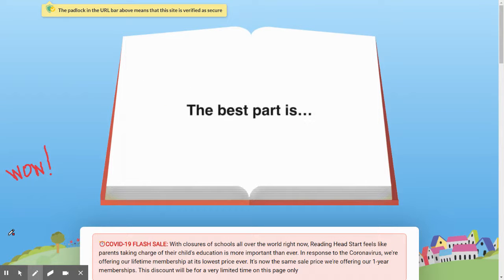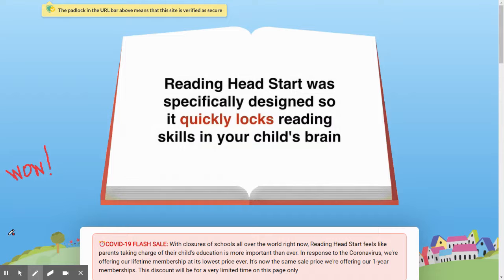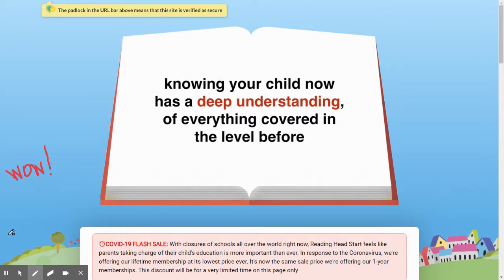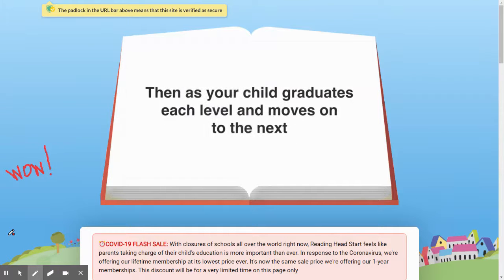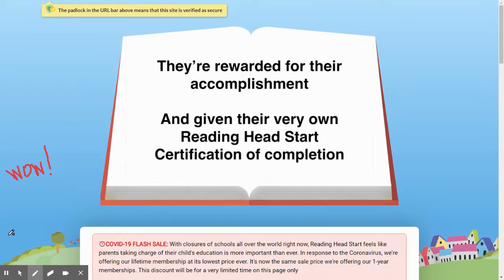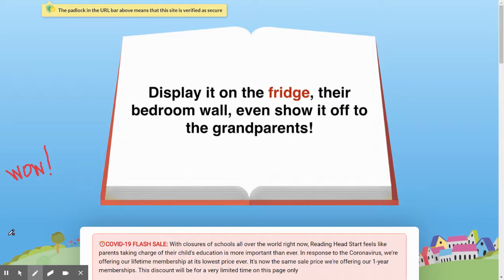The best part is, Reading Head Start was specifically designed so it quickly locks reading skills in your child's brain, making it easy to efficiently move forward each level, knowing your child now has a deep understanding of everything covered in the level before. Then, as your child graduates each level and moves on to the next, they're rewarded for their accomplishment and given their very own Reading Head Start Certificate of Completion. Display it on the fridge, their bedroom wall, even show it off to the grandparents.